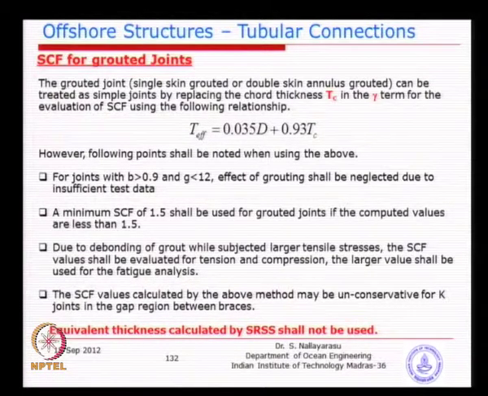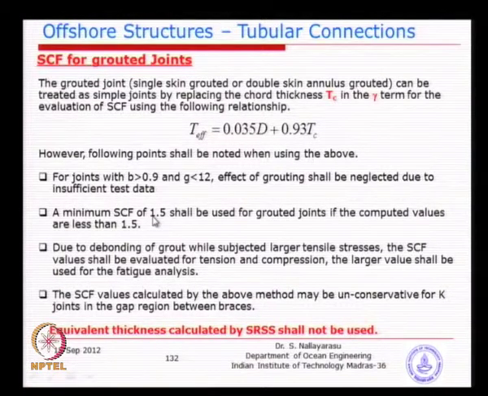But API for static design has given 2, whereas for cyclic design it has not given any reference here. But for sure you should not be using the SRSS which was permitted in the static design, the square root of TP square plus TC square we were using. No, you should not be using that here because of the grout failure, changing direction of the stress or the magnitude of stresses from positive to negative. A minimum SCF of 1.5.